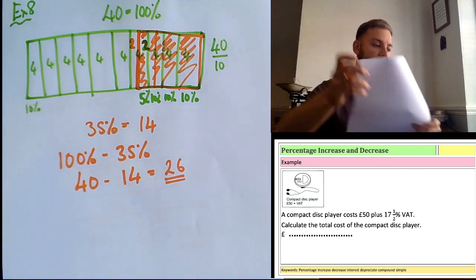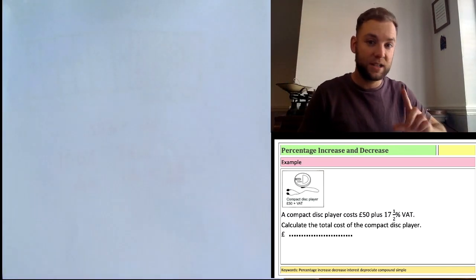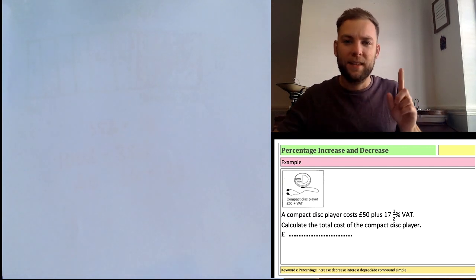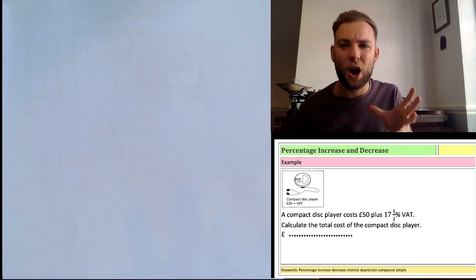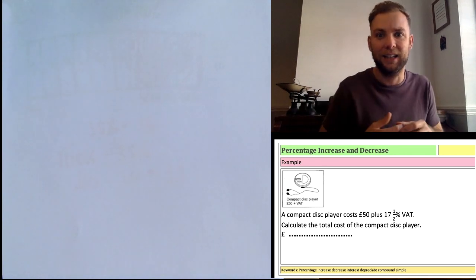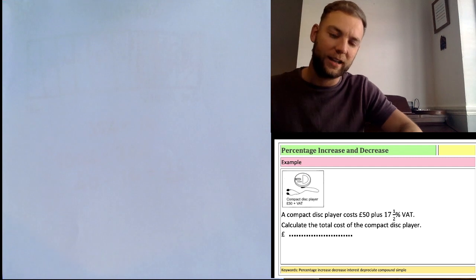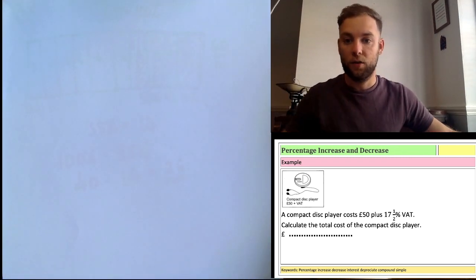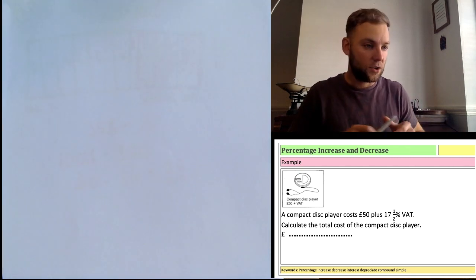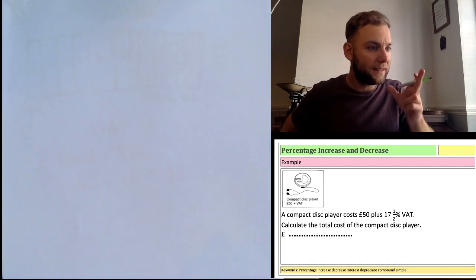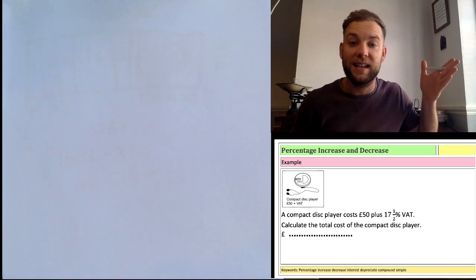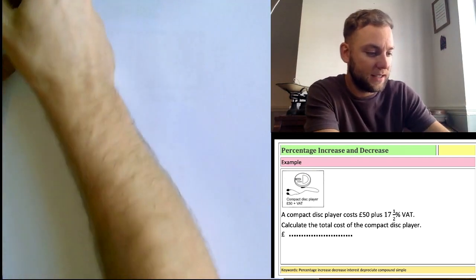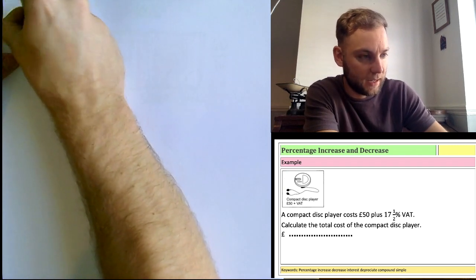Okay, so this next question that I've included is actually one that's taken from a past paper. I've included this one because of this horrible percentage, 17.5%, and people always get scared of that. 17.5% is quite tricky, but there's actually a trick for you to work out this one, and it does come up quite often. So let's have a go at this one. I wanted a compact display costs £50 plus 17.5%. So this is example 9.